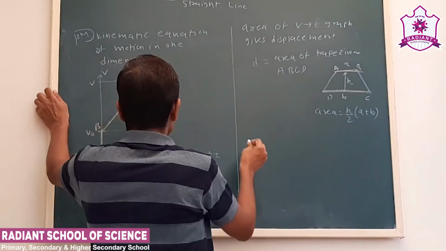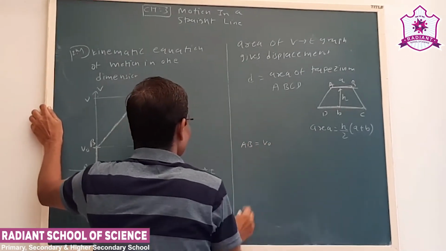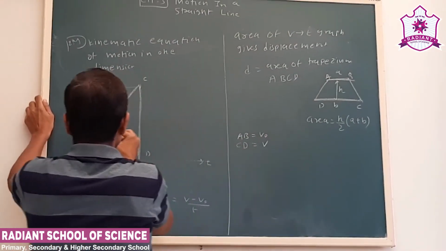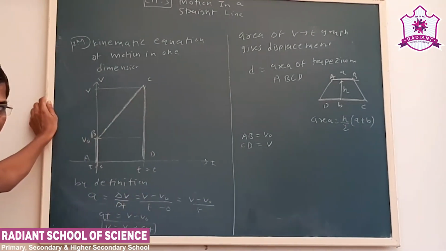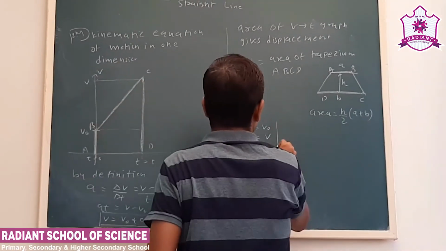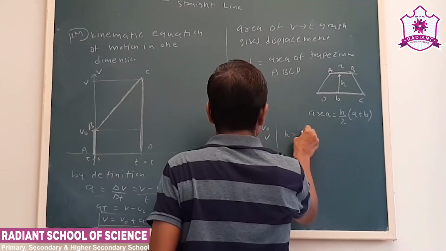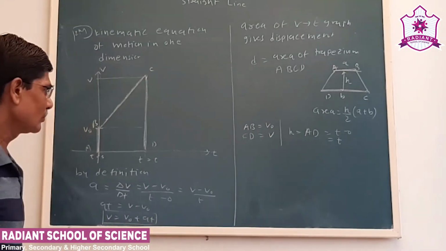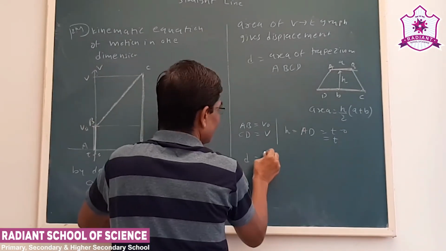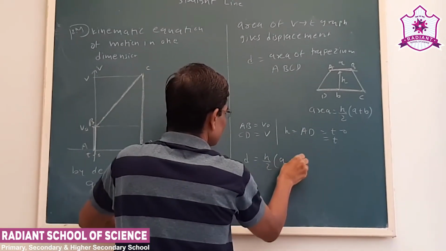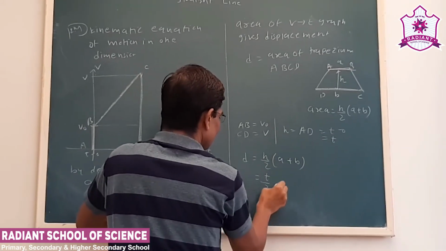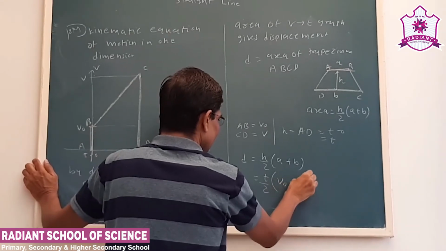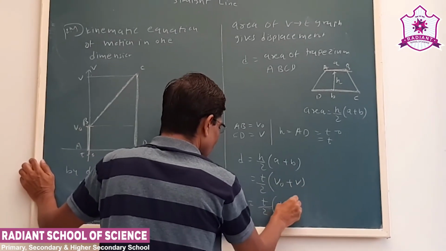Now here AB is nothing but v0, and CD is v. These are the parallel sides of the trapezium. The perpendicular distance h is AD, that is t minus 0, which is t. Now by using this formula, displacement d is h by 2 times a plus b. h is nothing but our t, the a side is v0, and the b side is v. So we can write d is equal to t by 2 times v plus v0.